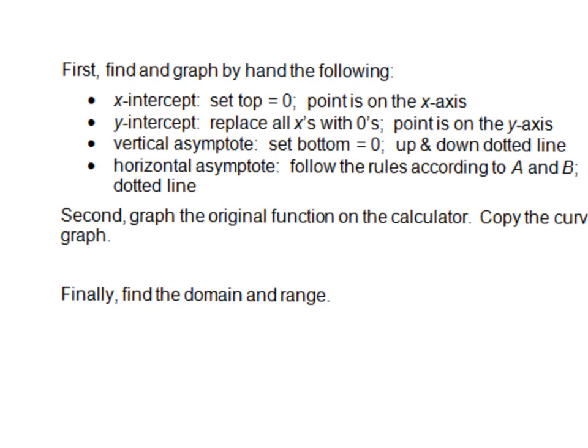For your homework problems, there are several steps then to draw these graphs, and these all incorporate everything we've just gone over, plus using the graphing calculator. So these are the steps to follow and to graph by hand: finding the x-intercept, finding the y-intercept, the vertical and the horizontal asymptotes. Then we can graph the original function on the calculator to see how the curves go, and we'll copy those curves onto the graph. And then finally, we want to name the domain and range.